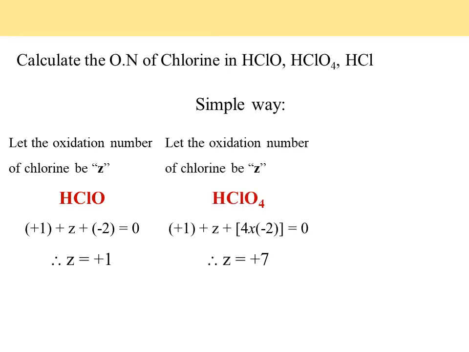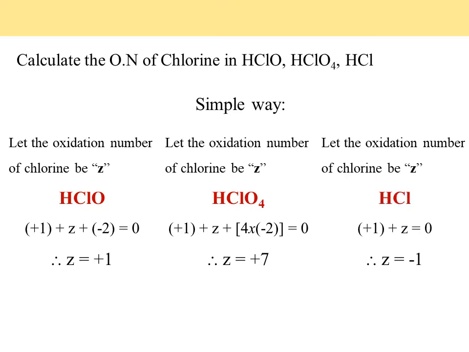For HClO4, +1 for hydrogen. We will write that one in brackets because we've got to do an algebraic sum. We have to do an algebraic sum. So plus Z plus 4 multiplied by -2. That's giving +7. So the oxidation state of chlorine in HClO4 is +7. And with HCl, we have +1 plus Z, and it's -1.